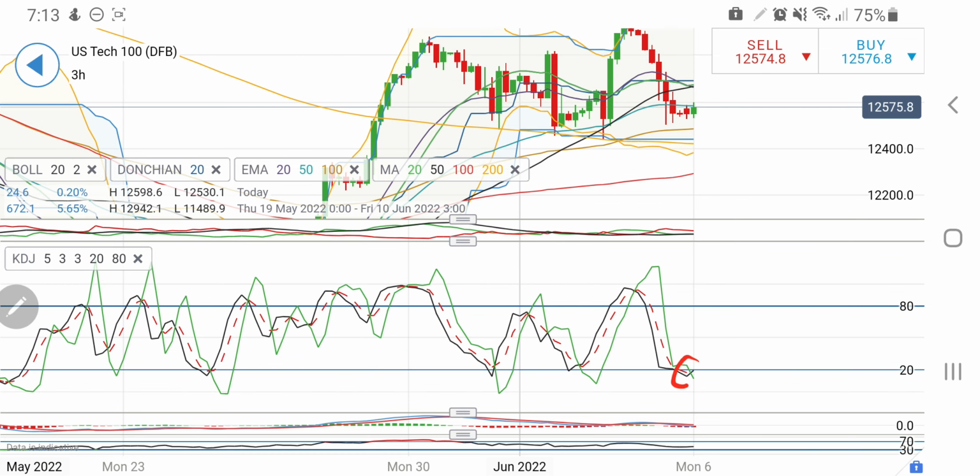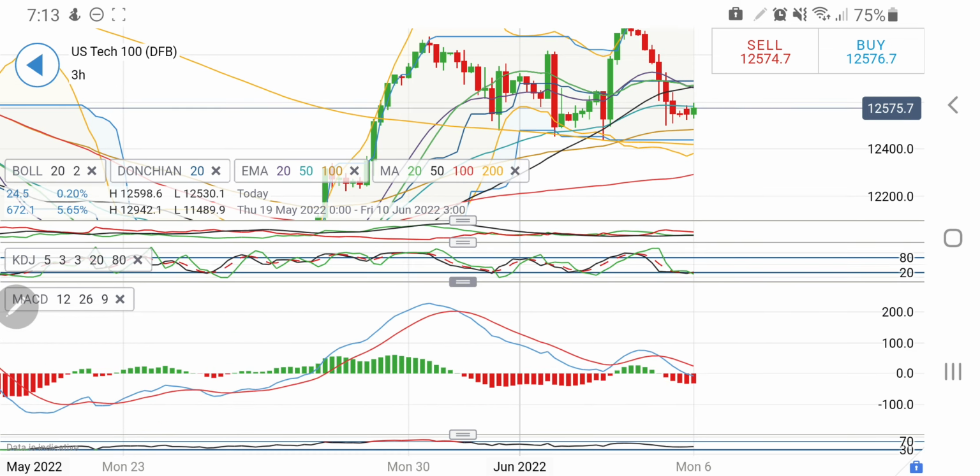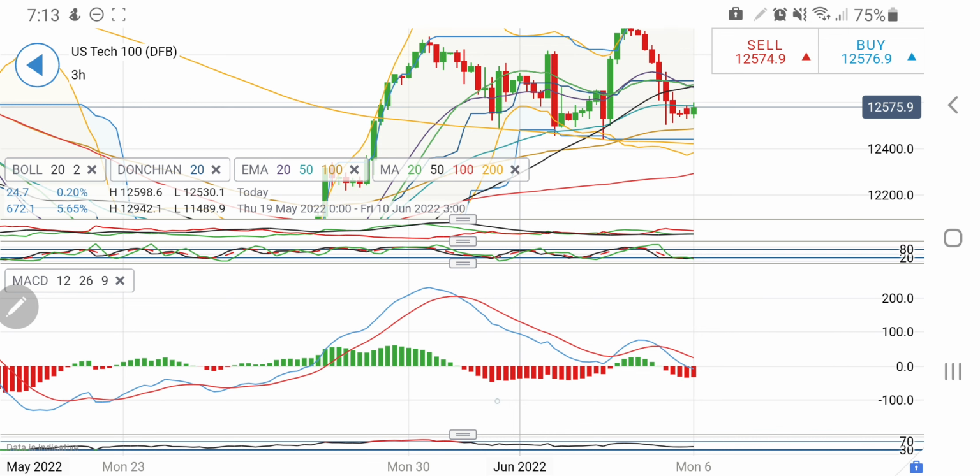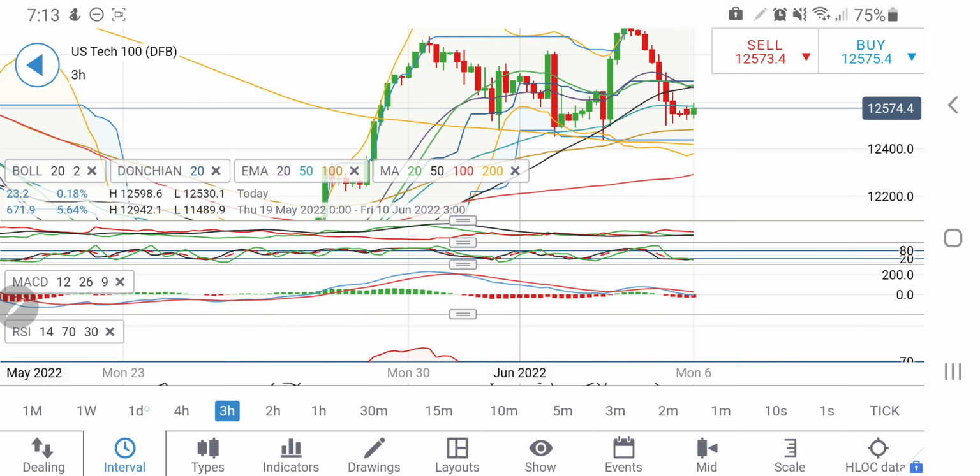The stochastic is oversold and we are looking at greener candles. The MACD is trying to converge and cross over for a bullish move. The RSI is looking upwards.